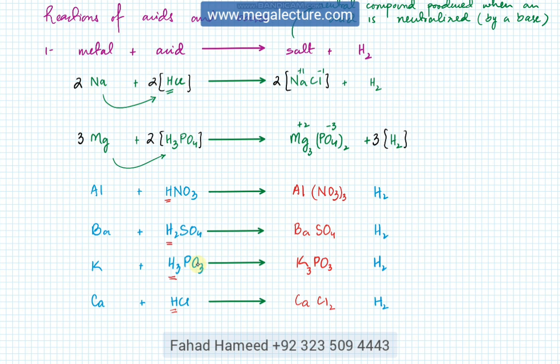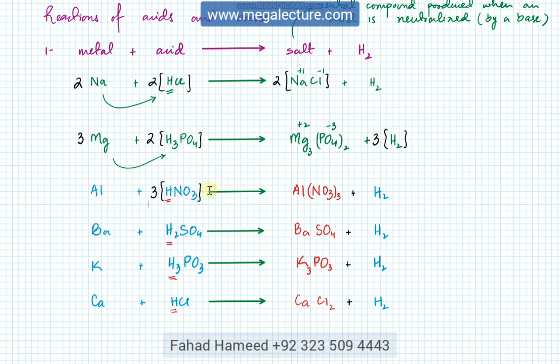So those are my formulas. And the final thing is we need to balance each one of these equations. So these are my products, every time H2 gas is going to be produced. So I need to balance every equation over here. So let's look at this one. There are 3 nitrate ions. So what I'm going to do is I'm going to multiply my nitric acid with 3. So now I have 3 molecules. So I'm going to have 3 nitrate ions as well.